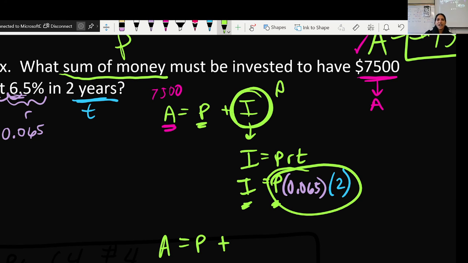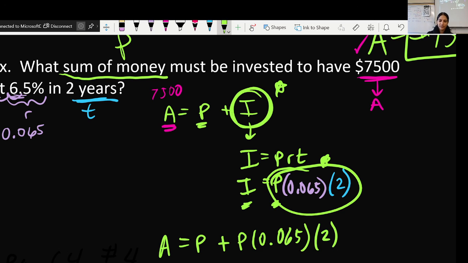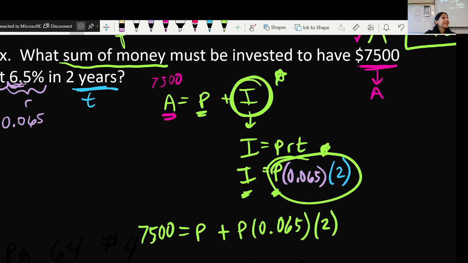Plus, instead of I here, I'm just going to plug this stuff in. So I'm going to say plus P times 0.065 times 2. Everybody with me so far? Oh, sorry, I can also plug this in. That's 7,500, right? Might as well fill in whatever we're able to. You okay so far? This is intense because we're having to work backwards and we're plugging one formula into the other. So this is like a lot. In hindsight, maybe we should have done this tomorrow, but that's okay, we're already doing it.